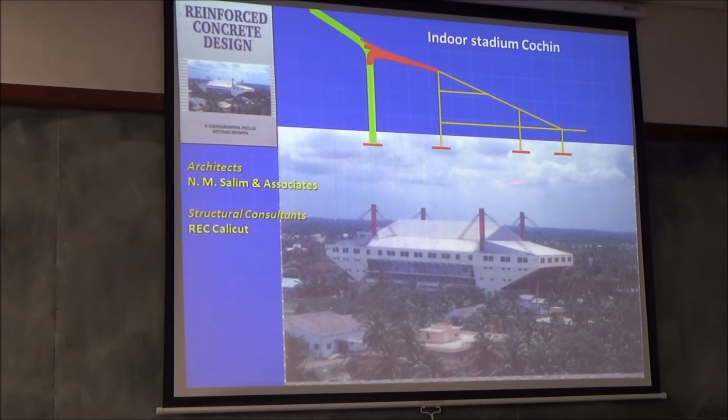This is shaped like a ship. And it's in Cochin, which is near a harbor where you have lots of ships. This architect is a very, very famous architect, Adam Salim Associates, with whom we've done many projects. He came to us because he said this is complicated. This is a 5-story building. The entire roof is supported on 4 columns. And it's all made of reinforced concrete, except this roof is steel.